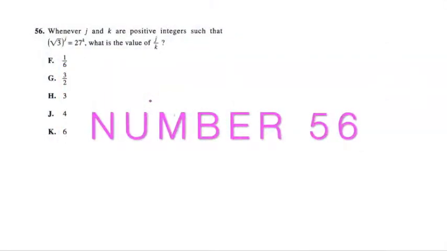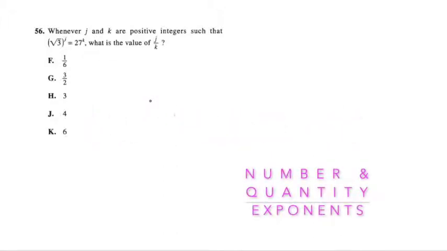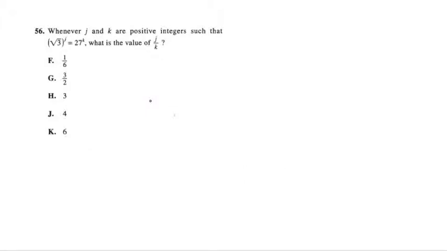Number 56. This is number and quantity, and we're working with exponents. Whenever j and k are positive integers such that the square root of 3 to the j power equals 27 to the k power, what is the value of j over k?